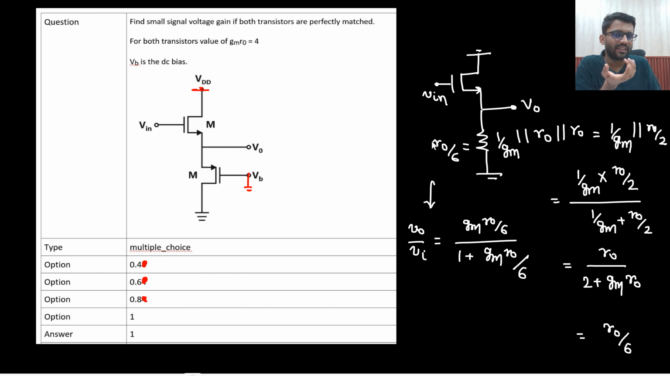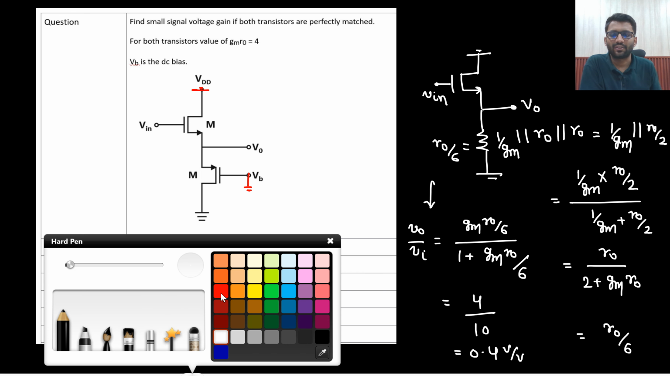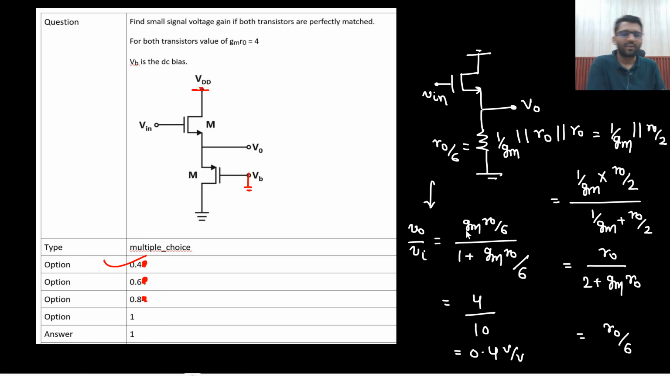From here you see 1 by Gm and this resistance you see. So basically R0 by 6 upon 1 by Gm plus R0 by 6, or directly we remember it as well. So Gm R0 is 4 divided by 6 plus 4, 10. So answer would be 0.4 volt per volt. That's it. This is the answer, which is option 1. Pretty good question it was. I wouldn't say very easy, but it was a good question. Those who have a good idea of a MOSFET amplifier, they would be able to solve it.